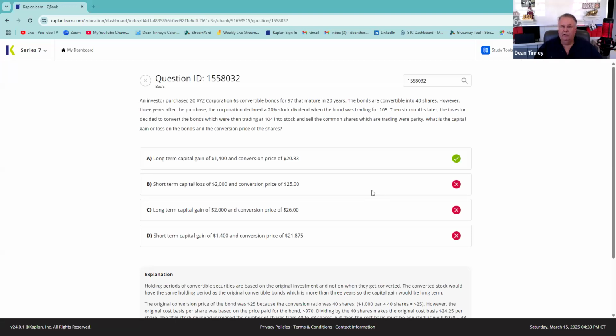Then 6 months later, you convert the bonds when they were trading at 104 into the stock, and you sell the common shares, which were trading at parity. Every question on the test is only worth 1 point, but I thought this would be a really good one for me to better understand. What I would do first is try and get a toehold in the question.